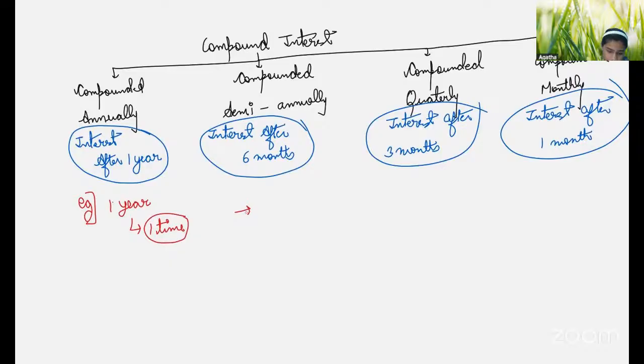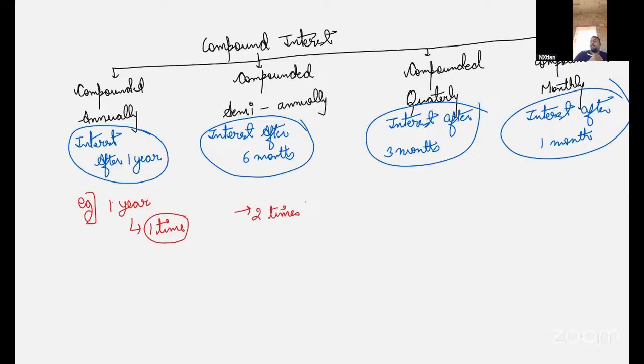Yes, two times. If I take from the starting of the year, January, February, March, April, May, June, 6 months complete, apply the interest. July, August, September, October, November, December, the next 6 months complete, apply the interest. Two times. In 1 year, we are taking as a base.